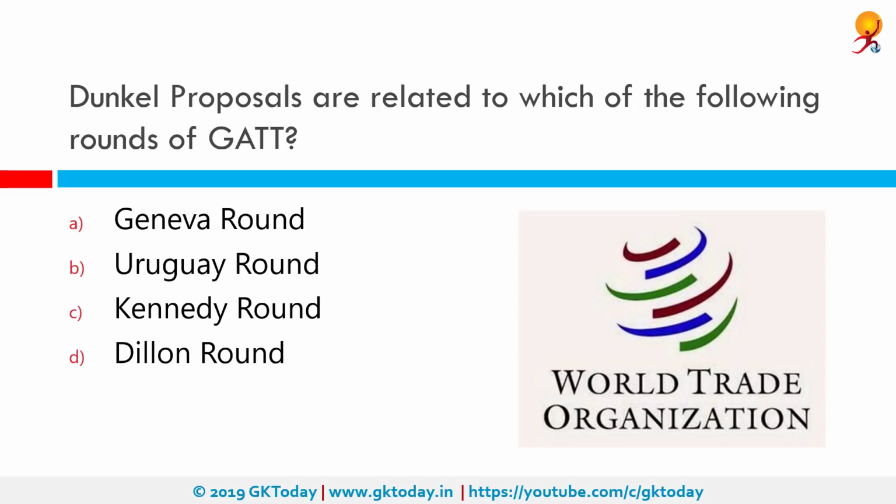Duncan proposals are related to which of the following rounds of GATT? Correct answer is Uruguay round. The Uruguay round was the 8th round of the multilateral trade negotiations or MTN conducted within the framework of the General Agreement on Tariffs and Trade or GATT spanning from 1986 to 1993 and embracing 123 countries as contracting parties. The rounds led to the creation of World Trade Organization with GATT remaining as an integral part of WTO arrangements.